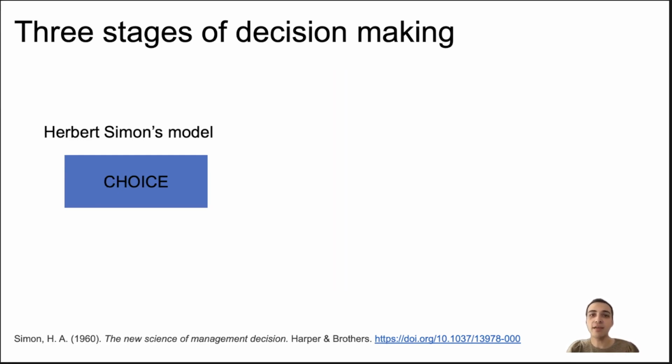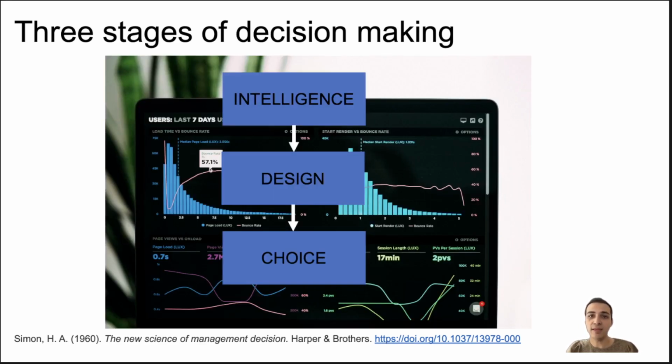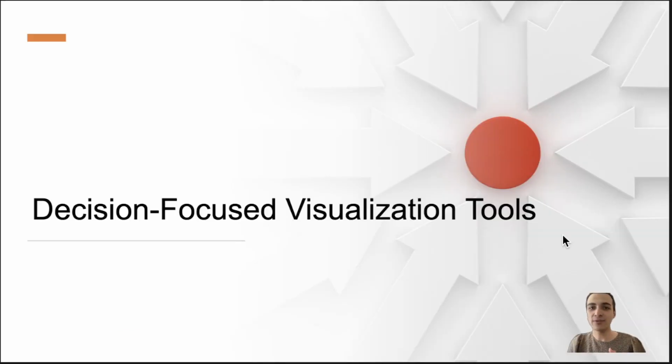Finally, we arrive at the choice stage, the climax of the process. Decision makers weigh their options, considering pros and cons, before making a well-informed decision. These 3 stages provide a roadmap for decision making, and that's where our story intersects with the world of visualization. We have learned about different stages of decision making. Now, let's continue with understanding the essence of decision-focused visualization tools.